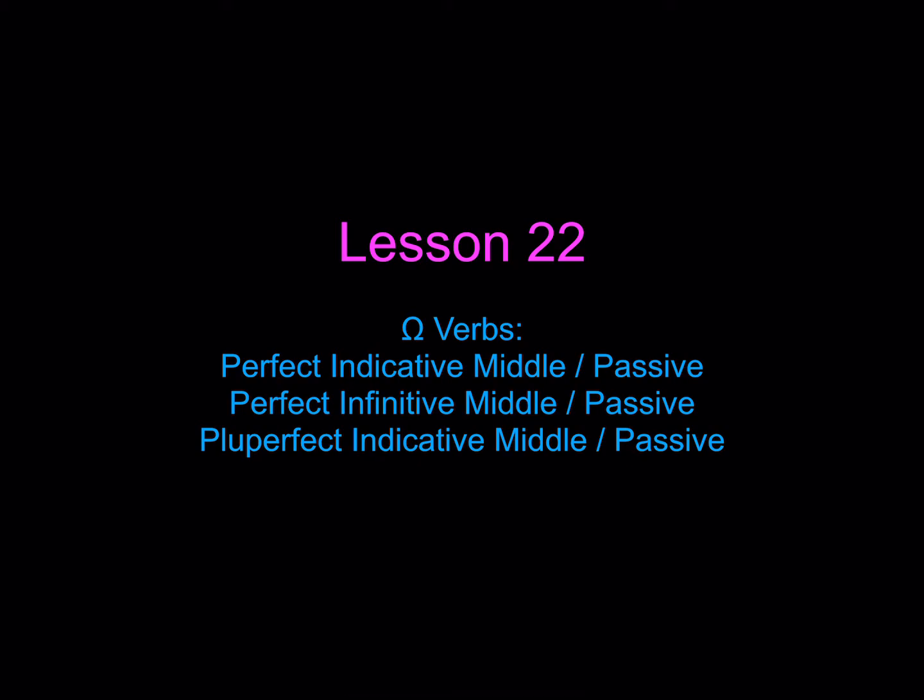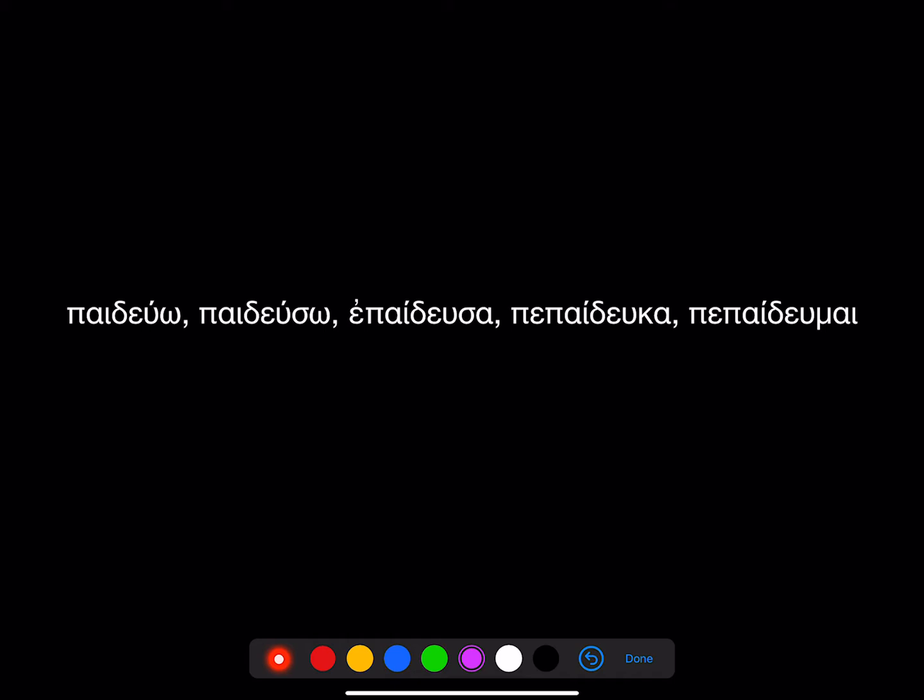All right, welcome to lesson 22. We're going to talk about the perfect and pluperfect indicative middle passive and the perfect infinitive middle passive of omega verbs like paideo. So to do this, we're going to have to add in a fifth principal part.